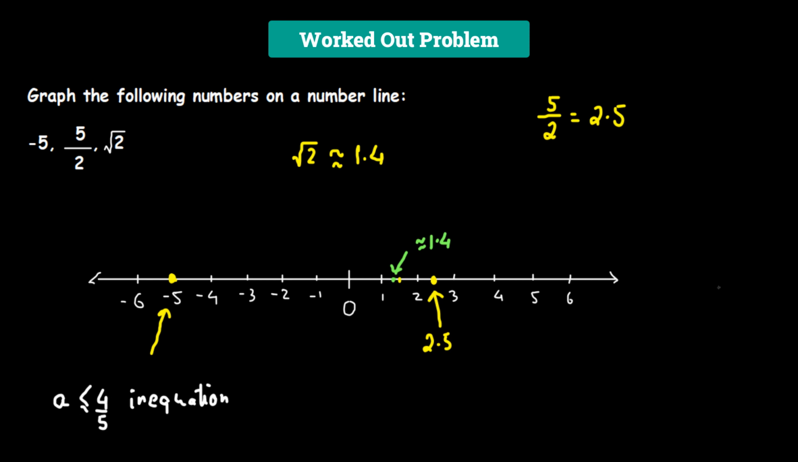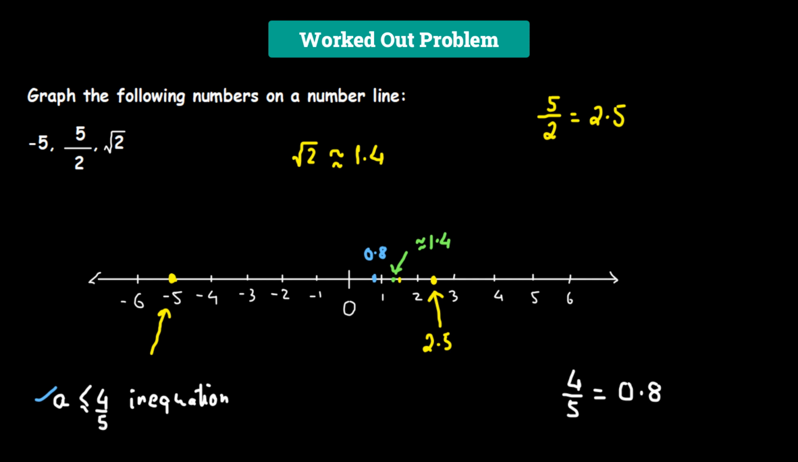So first, we're going to convert 4/5, the rational number, into its decimal equivalent. So that will be 0.8. Now, once we know that the decimal equivalent of the given rational number is 0.8, we know that it's going to be somewhere closer to 1, but it's going to be lesser than 1. So this is the location. So this is 0.8.